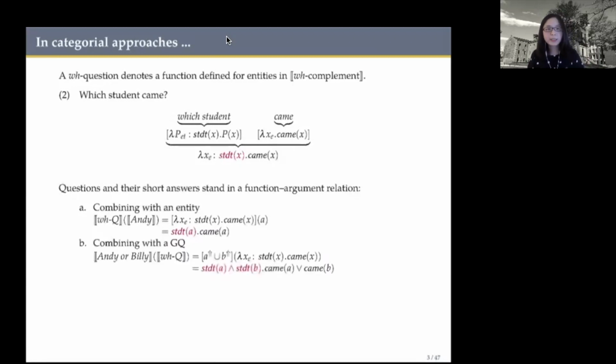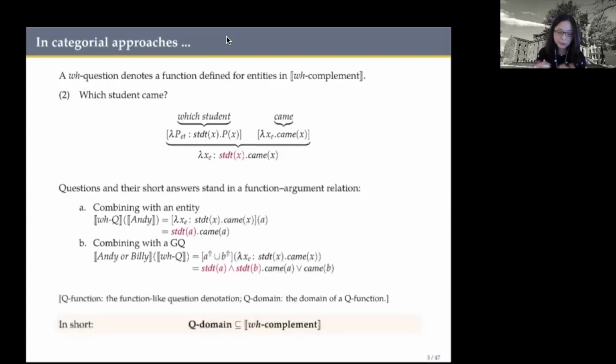If the answer names a generalized quantifier, then the question-answer relation gets flip-flopped into an argument-function relation. So applying Andy or Billy to the question denotation returns that Andy or Billy came, defined only if both Andy and Billy are students. For short, I'm going to call the function-like denotation of a question a Q function, and the domain of a Q function the Q domain. In short, the discussion on this slide implies that the Q domain of the depth question is a subset of the denotation of the depth complement.